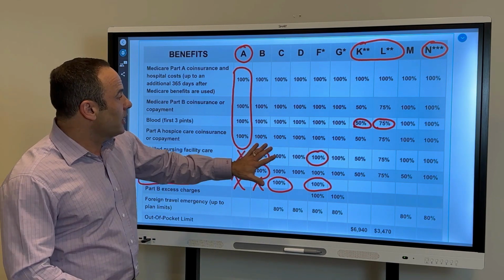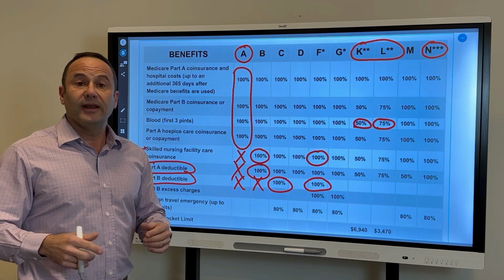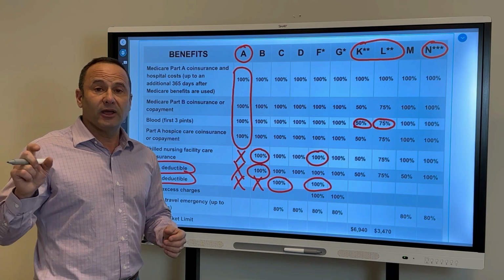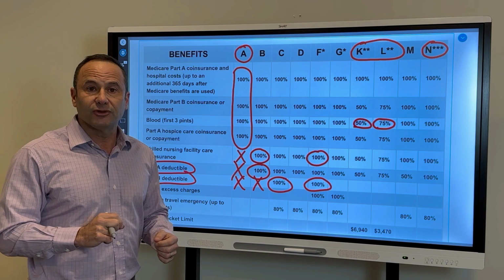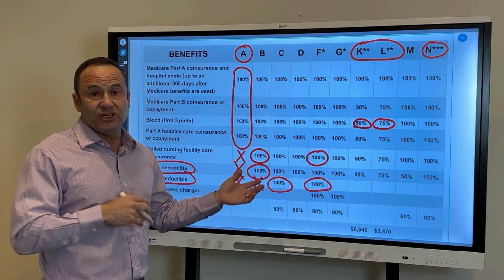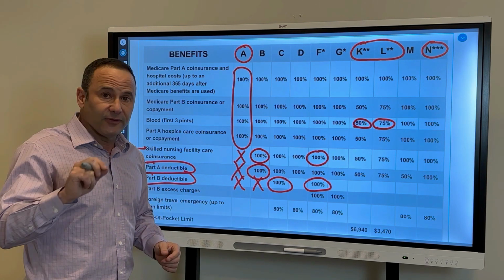So these plans were not already, quote, made up with all these different benefits. You actually said, hey, if I want the Part B deductible covered, I had to pay a little bit extra a month to have that rider attached to my policy. If I wanted excess charge coverage, which is found under Plans G and F, then I had to go ahead and get a rider for that.